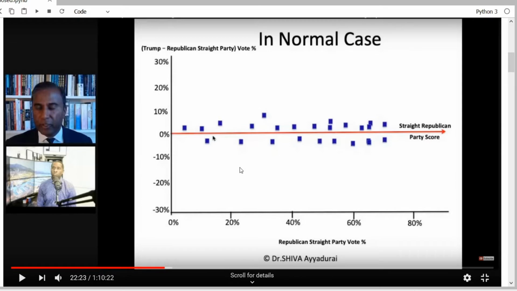So this is what he said it's supposed to look like in his video that he put out about a week ago. In a normal case, the dots should be going in a straight line. I guess you could say a positive correlation with a slope of 1.